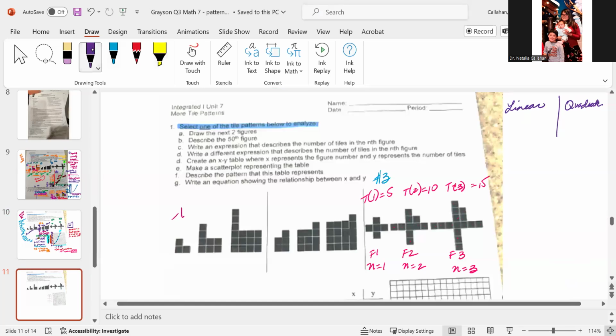So what was t of 4? So when n equals 4, what is t of 4? And what's t of 5? So when n equals 5, what does it equal to?